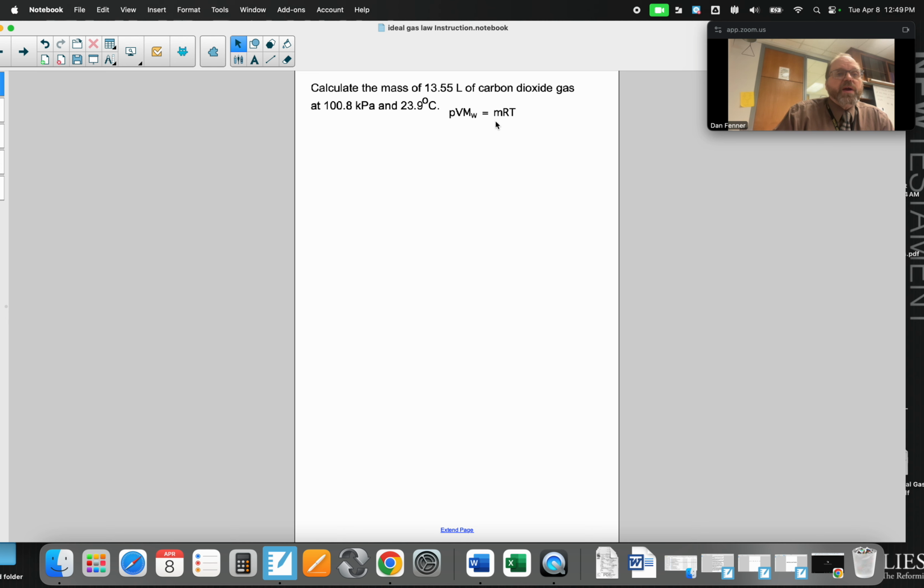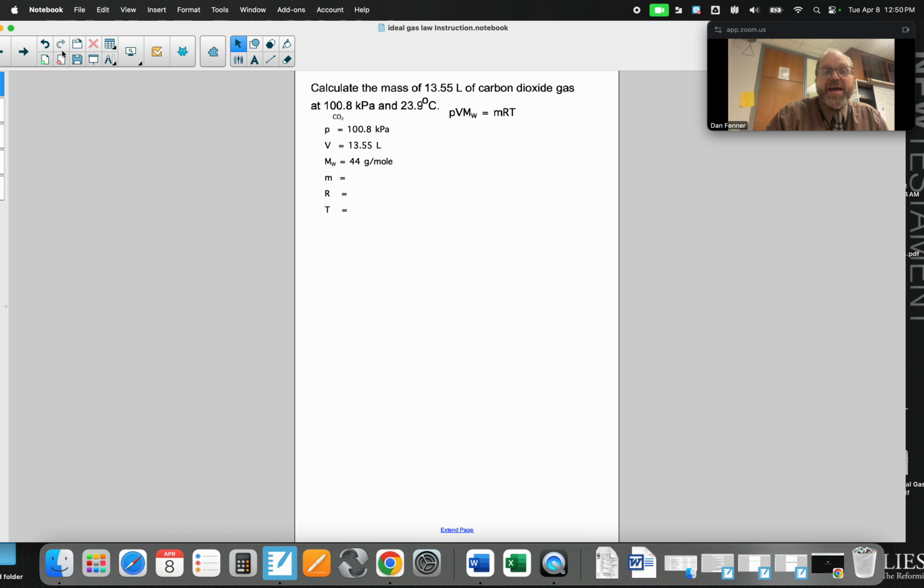So our graphic organizer here: P, V, MW, m, R, T. P is 100.8 kilopascals, and V is 13.55 liters. Now, molecular weight, for that, we'll look at carbon dioxide. Remember, that's a covalent molecule, CO2. Carbon is 12, oxygen is 16 times 2, 32. Using the periodic chart here, 16 times 2, 32, plus 12, we get 44 grams per mole is the molecular weight.